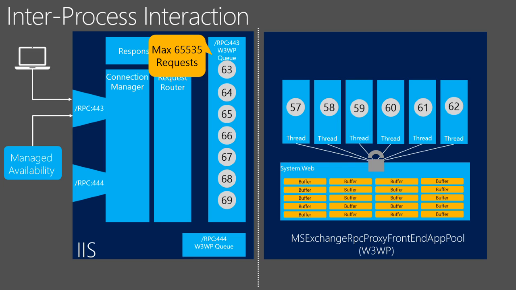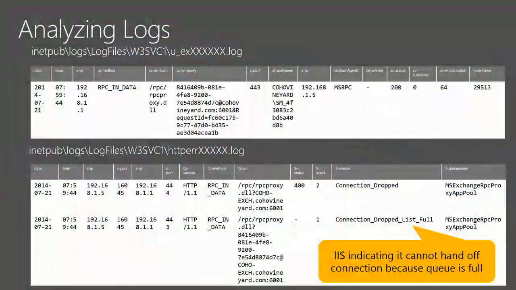So if all my threads are currently processing requests inside W3WP, I'm still getting connection requests queuing inside IIS until it reaches a maximum right now of 65,000 connections waiting. Now, what happens if that queue fills up? You get disconnected. So go all the way back to the first experience slide, you start seeing disconnects. You can tell if that list is full.